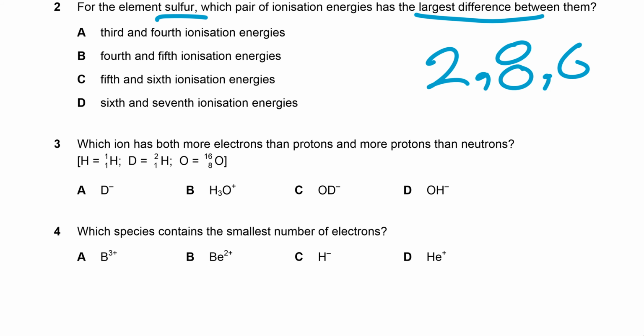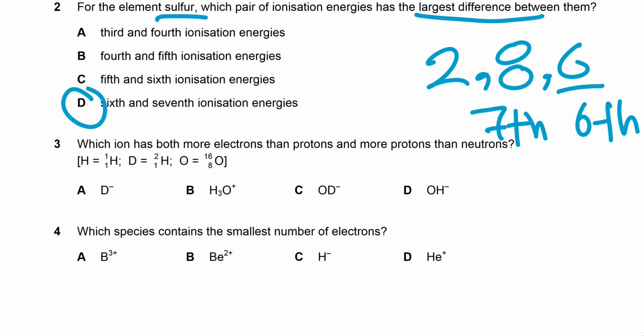The first 6 electrons to be removed have ionization energy which is very close to each other. Why? Because all these electrons are in the same energy level. But when you jump to the 7th ionization energy, you have to go to the level which is closest to the nucleus, to the positive center. That means the difference is between the 7th and 6th ionization energy. So the best and correct answer is D.